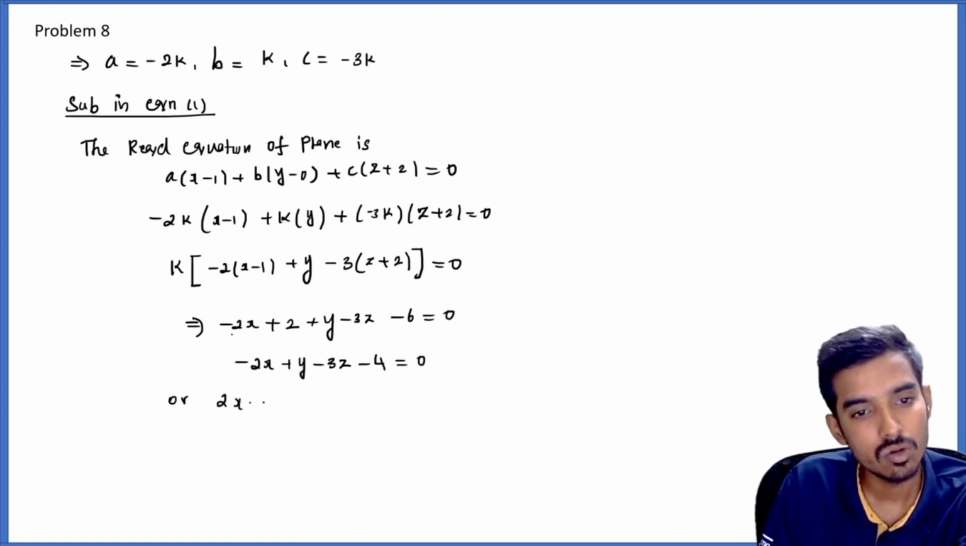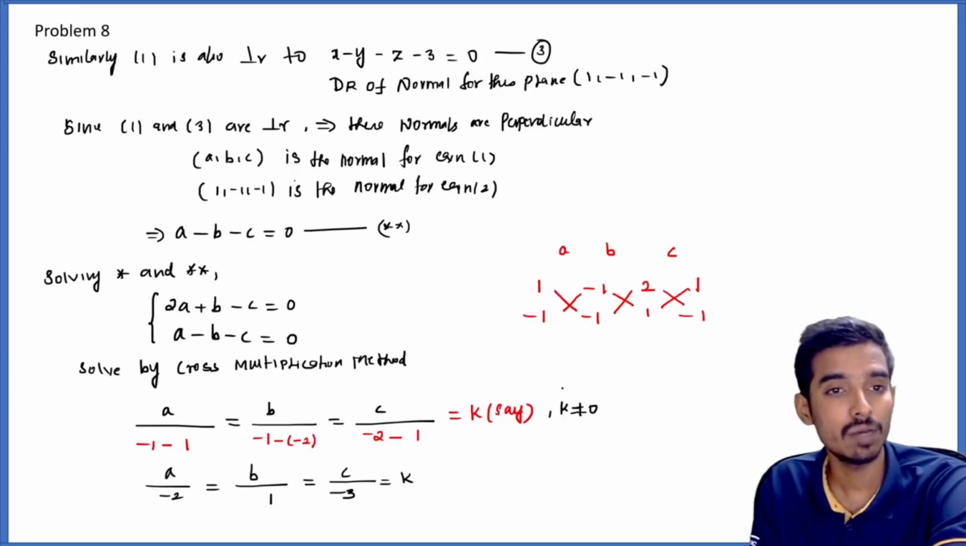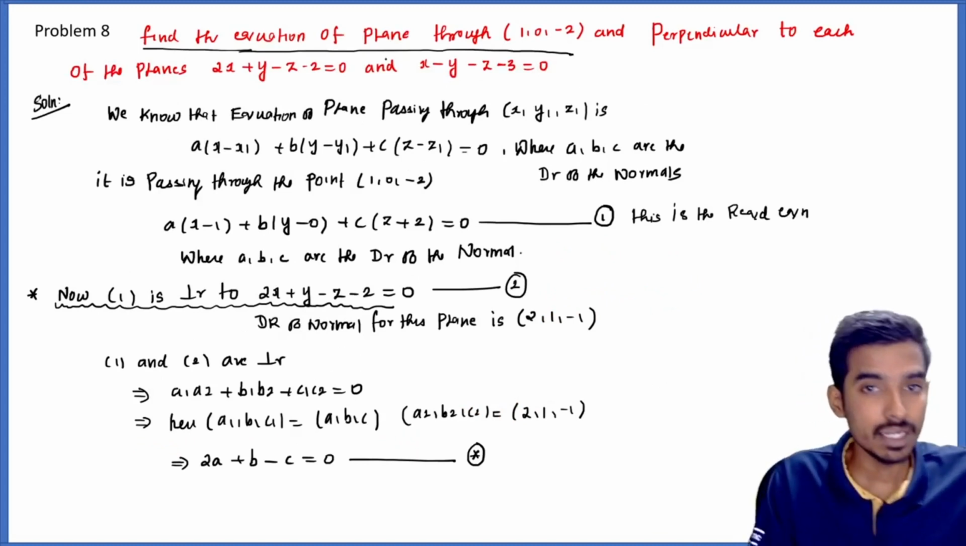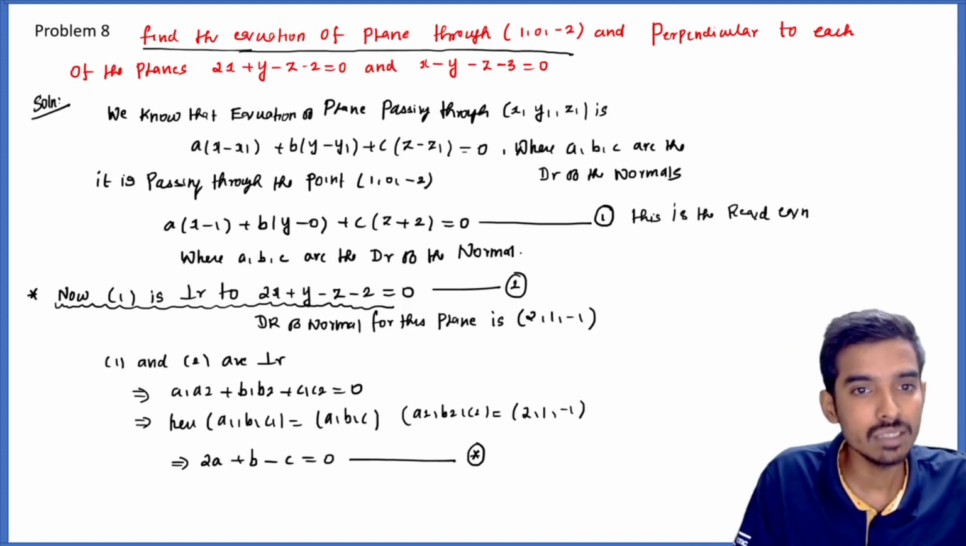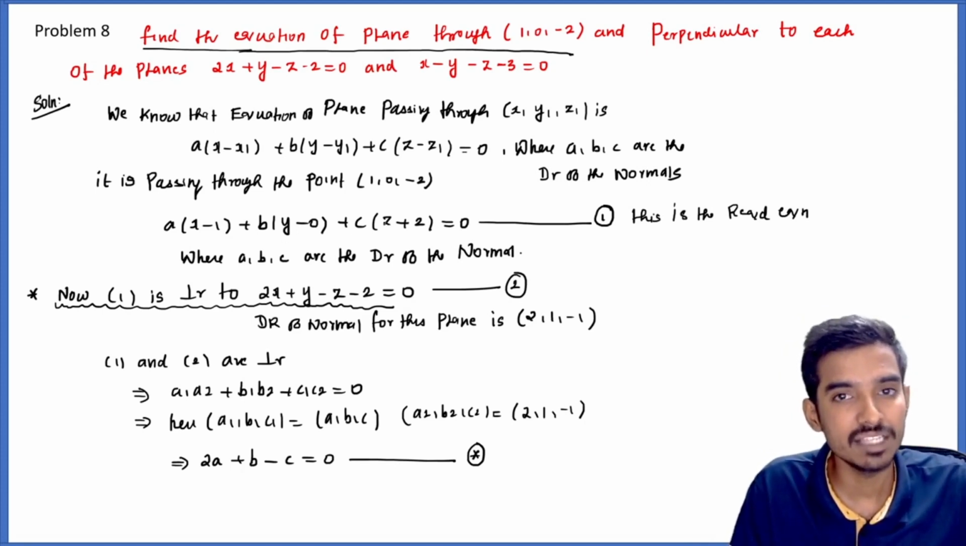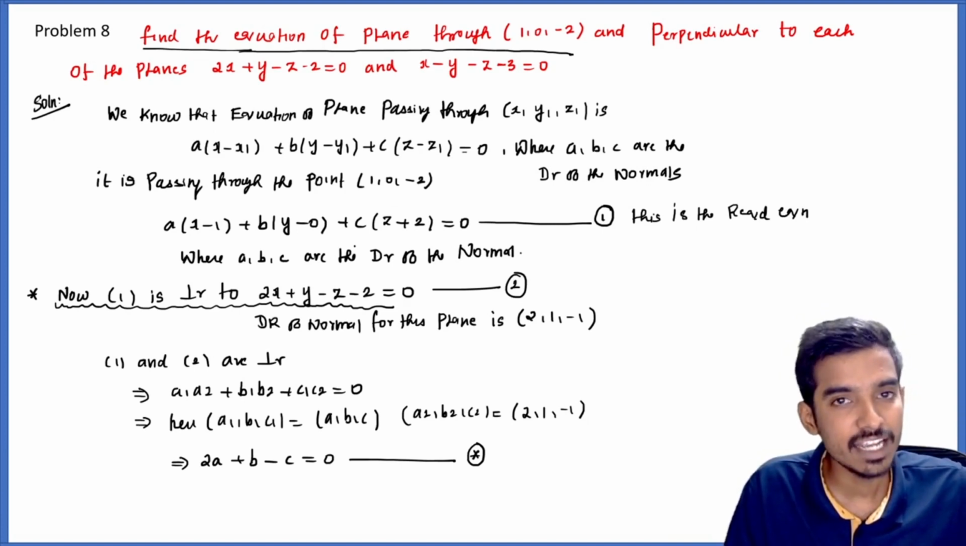Or 2x minus y plus 3z plus 4 is equal to 0 is the required equation of plane. Very, very important problem. So we need to find an equation of plane passing through the point (1, 0, -2). That is given by this, right? But we don't know a, b, c. To find a, b, c, now this a, b, c is the direction ratio of the normal of the required plane.